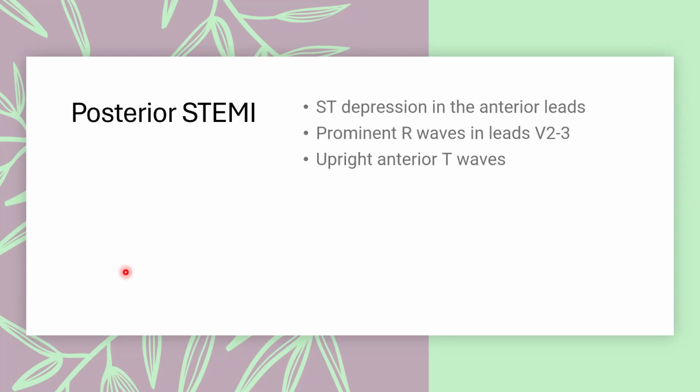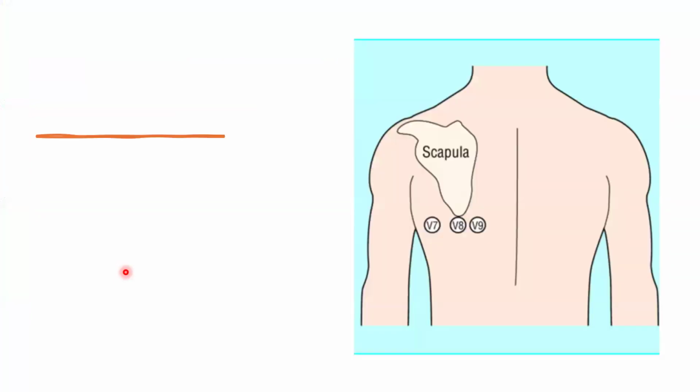Okay, so we've discussed the different kinds of STEMI, and also the extensive anterior STEMI and the RV infarction. Now we're going to talk about a posterior STEMI. We've mentioned this before. To raise the suspicion of a posterior STEMI, you're going to have an ST depression in the anterior leads, which are the reciprocal changes. When you find ST depression in the anterior leads, prominent R waves in V2 and V3, and upright anterior T waves, it raises the suspicion of a posterior STEMI. So what can we do now? We should do a posterior EKG.